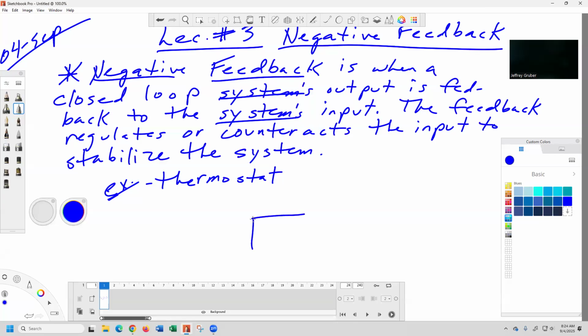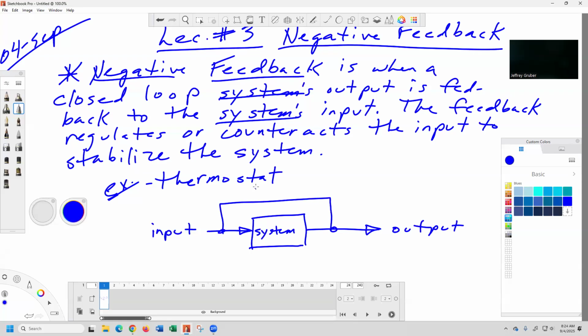So you can think of it like this. Here's the system. You have an input, an output. This is a feedback loop. And like I said, you can think of this as a thermostat setting, some voltage, speed setting.